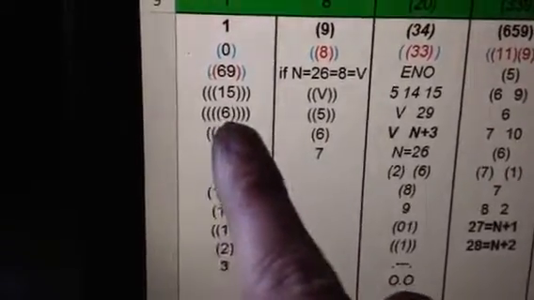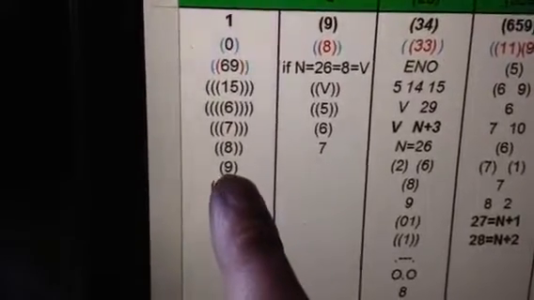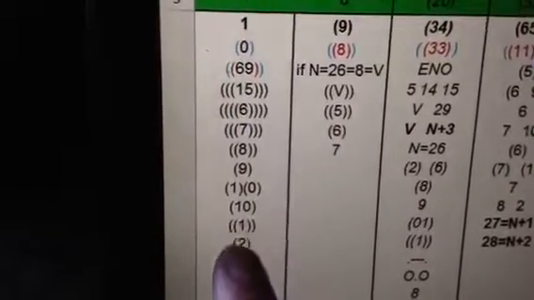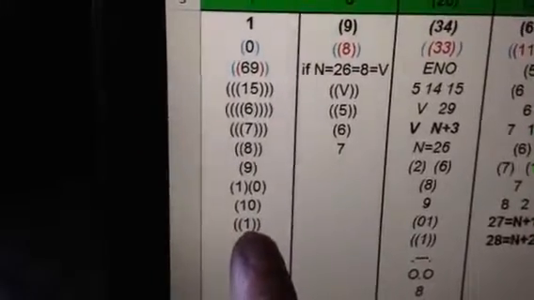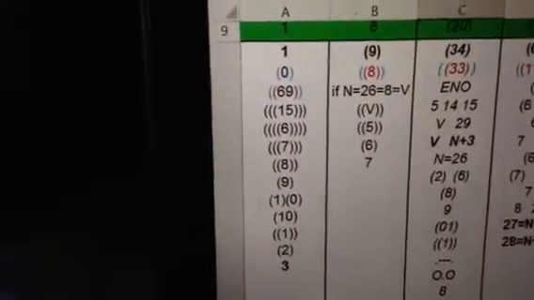15 is 6, add a pair of brackets. Get rid of some brackets. Okay, get to 9, which is then a 1 and a 0, which is then a 10, which is then a doubly circled 1, if you get rid of the 0, which is now a 2, which is now a 3. That's how a 1 is equal to a 3.